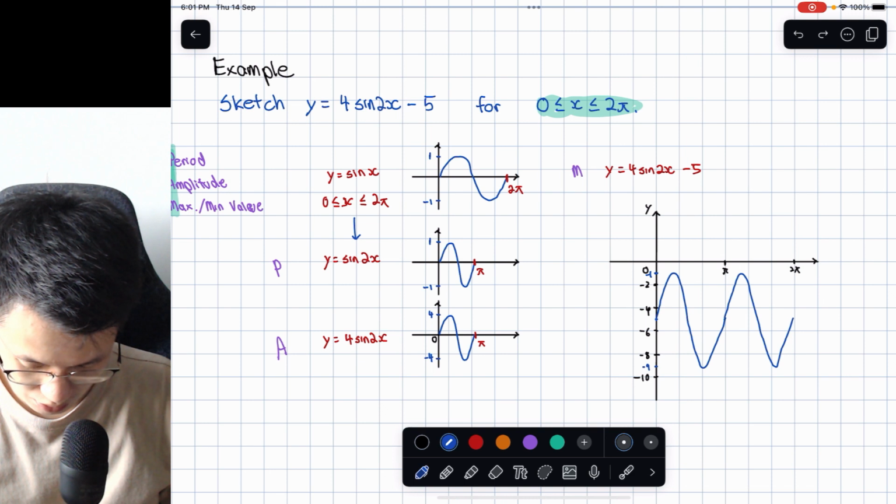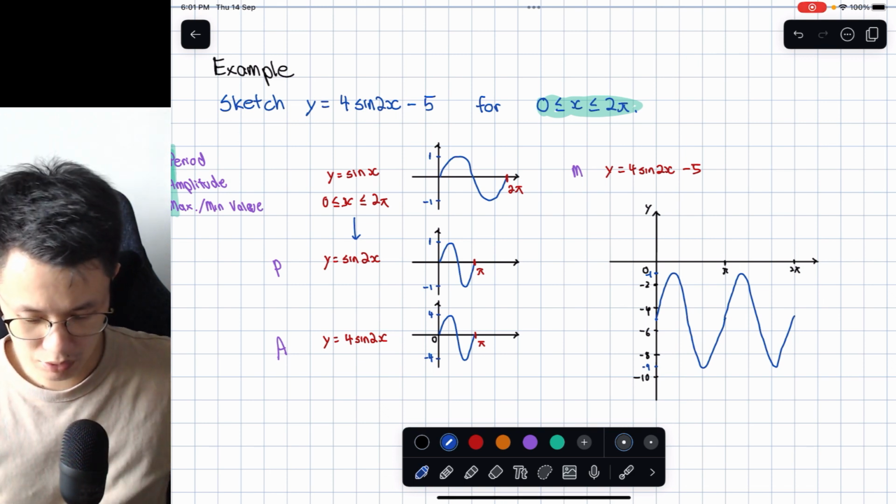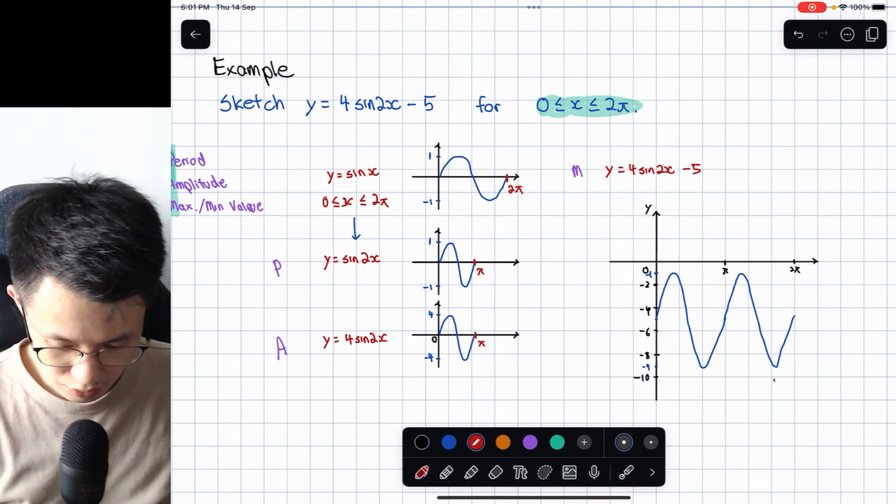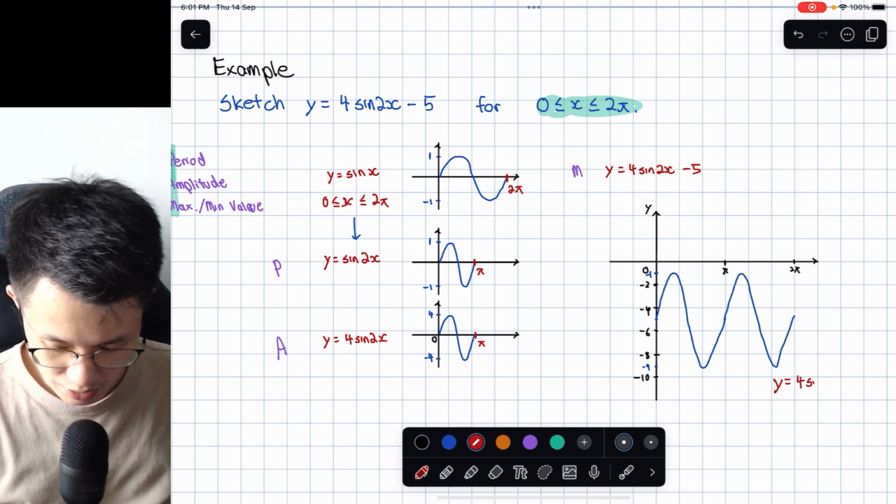Okay, something like that. So now the graph is correct, and it is the graph of y equals 4 sine 2x minus 5.